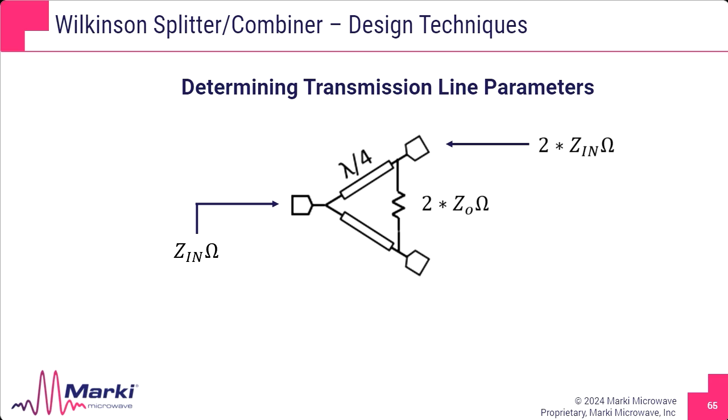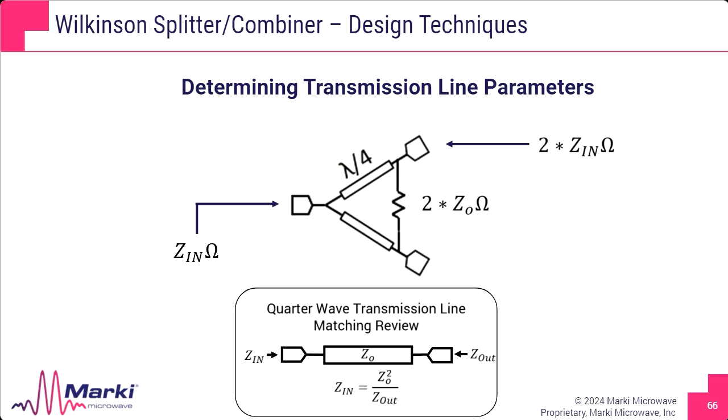So we have Z0 looking into port 1. This is transformed to 2 Z0 at each output leg, and then the isolation resistor is there to maintain a good match at each port. So all that's left to do on this design here is to actually transform the input Z0 to 2 Z0. And fortunately, this is made very easy because we see this is a quarter wave. A quarter wave transmission line can be used as a simple impedance transformer.